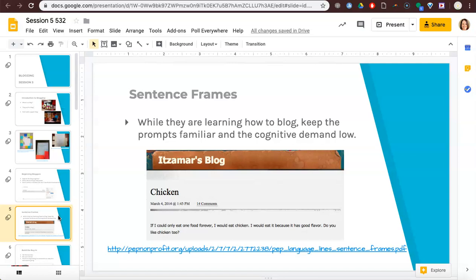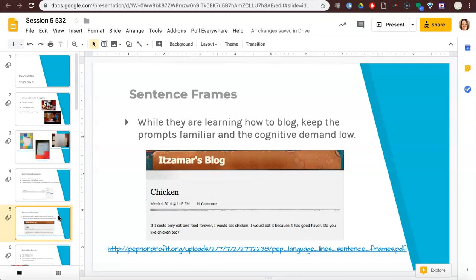And so perhaps we give them more sentence frames or more sentence starters as they're just beginning to use the blog, so that they feel comfortable with the blog and feel that this is a place where they can be successful, right? We don't want them to struggle and associate it with negative feelings, and that would raise their affective filter.